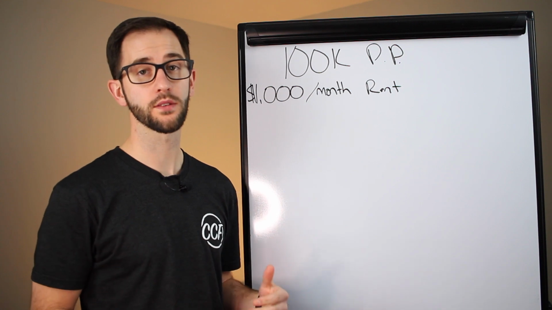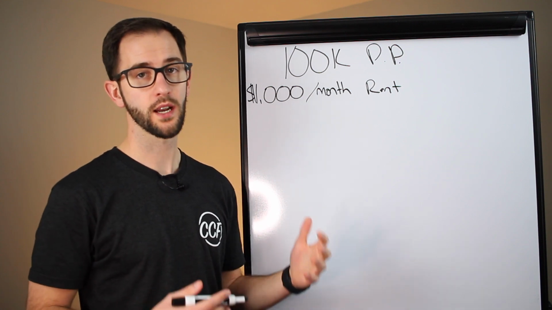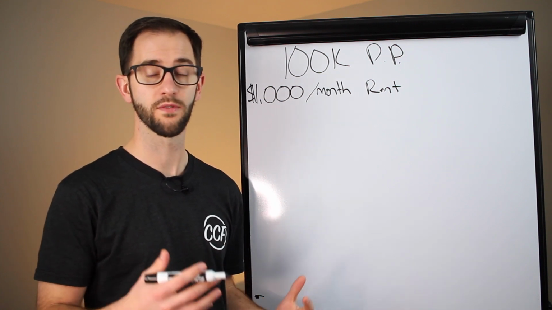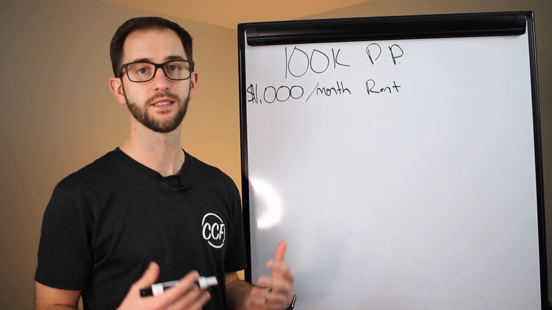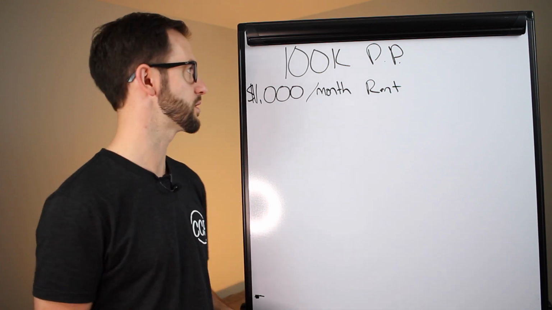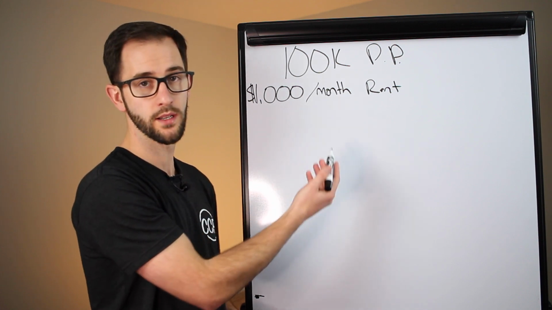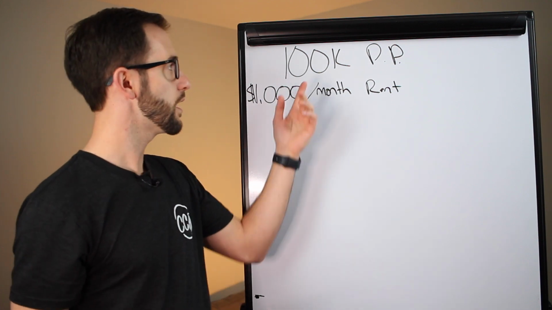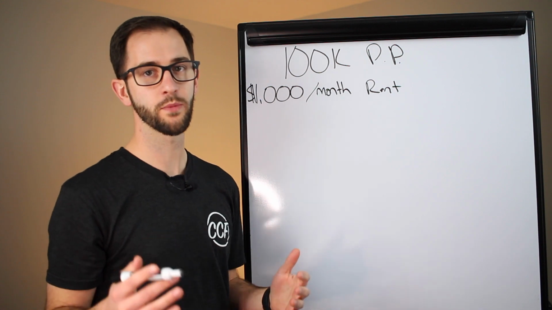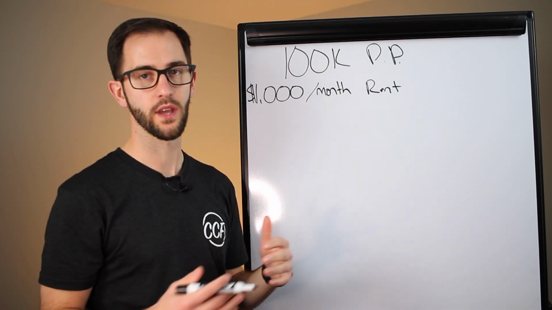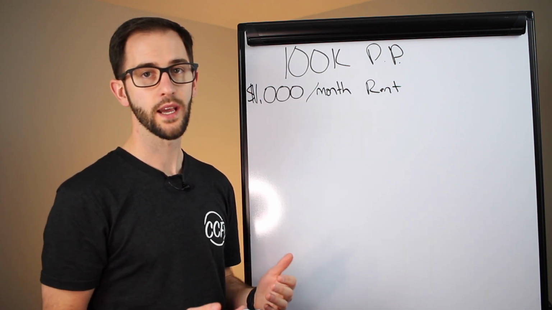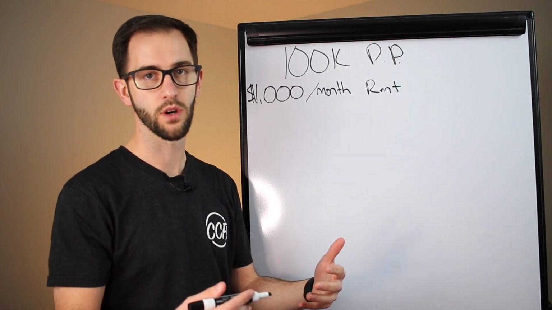Alright guys, so now we're going to test out the 1% rule and show you everything that goes into the 50% rule and see if this hypothetical deal would make sense. So $100,000 purchase price, we're getting $1,000 a month in rent because it's the 1% rule. I'm going to talk to you about all the expenses that you have to take into consideration and how to do this next level of analysis.